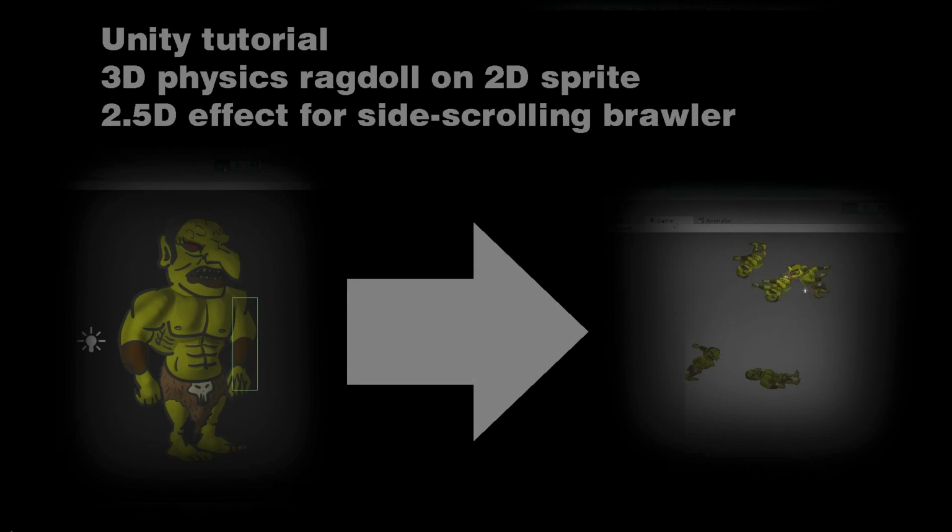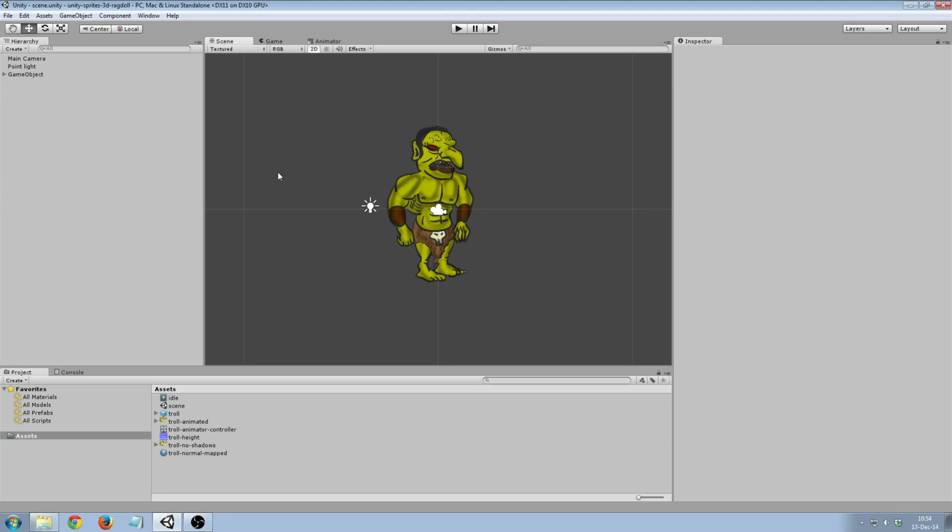In this Unity tutorial, I will show you how to create a 3D physics ragdoll on a 2D sprite to achieve a 2.5D effect for a side-scrolling brawler game. In a previous tutorial, I created this sprite, and in this tutorial, I'm going to create a ragdoll out of it. So if the troll dies, he needs to fall down.